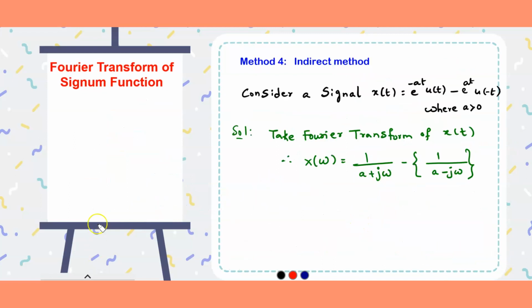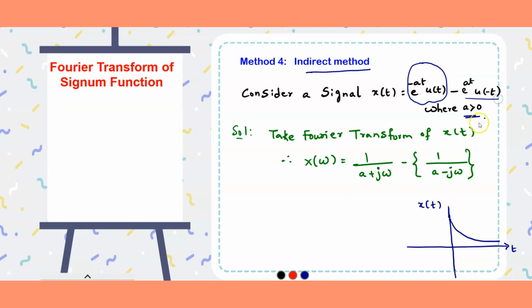Okay, so then we come to the last method. Consider the indirect method. So what is this indirect method? Actually we are relying on a signal x of t is equal to this one, an exponential signal, where a is positive. So if a is positive, actually the signal looks something like this. On the positive time axis, it's dictated by this e power minus at u of t, which is a decaying exponential because the a value is more than 0. Okay, this e power at u of minus t dictates the negative time.